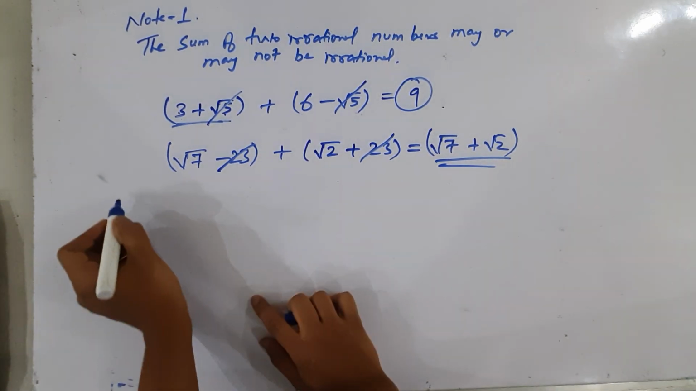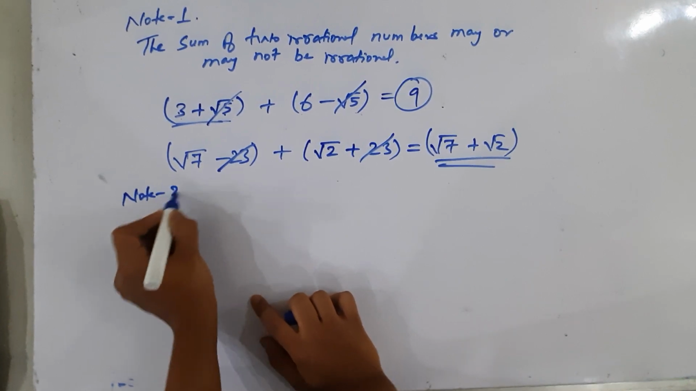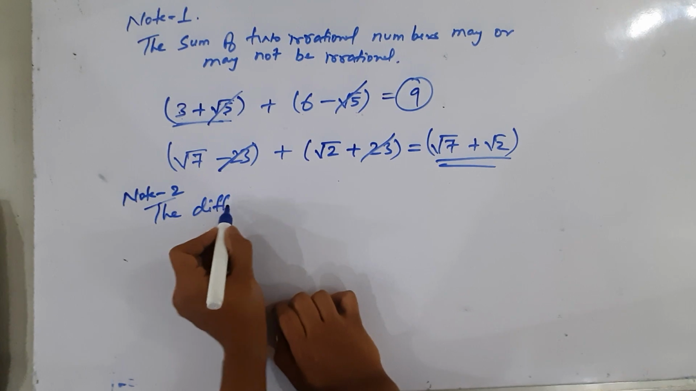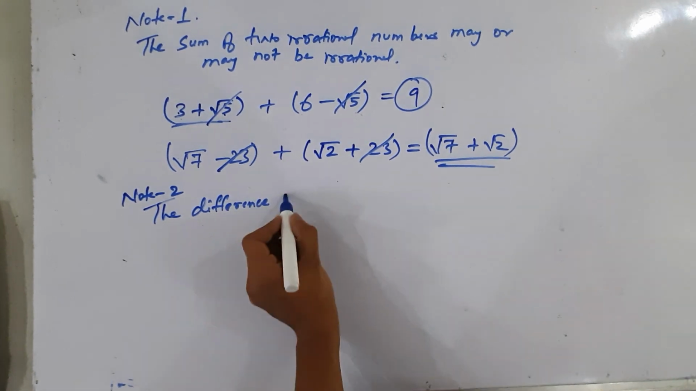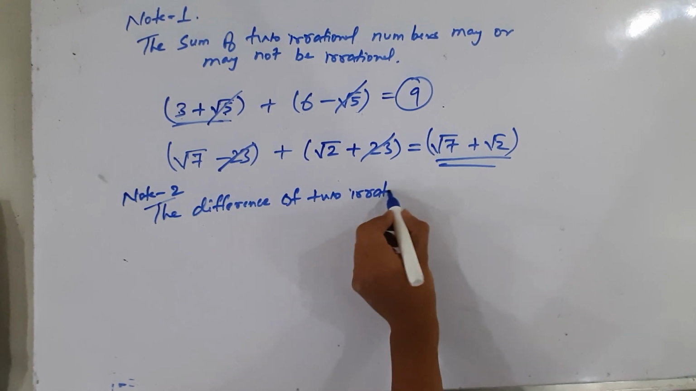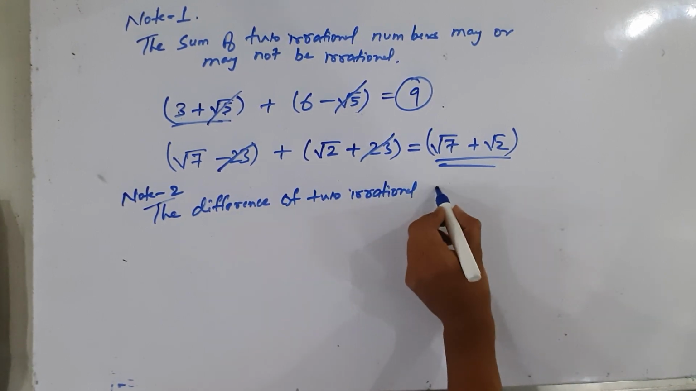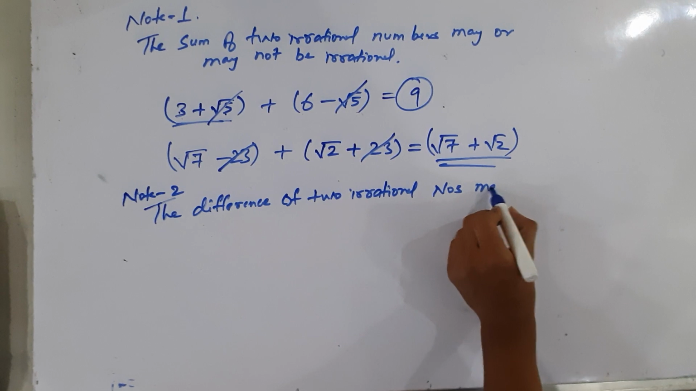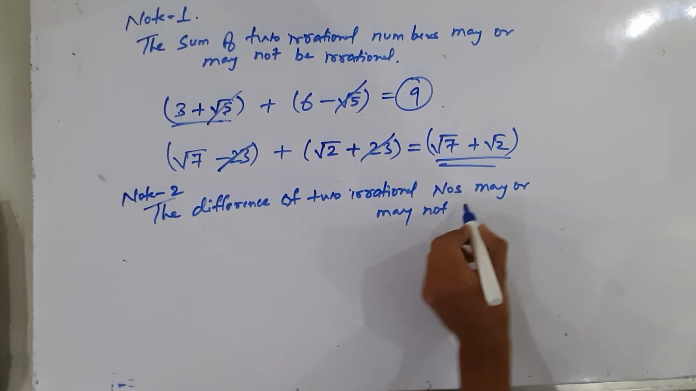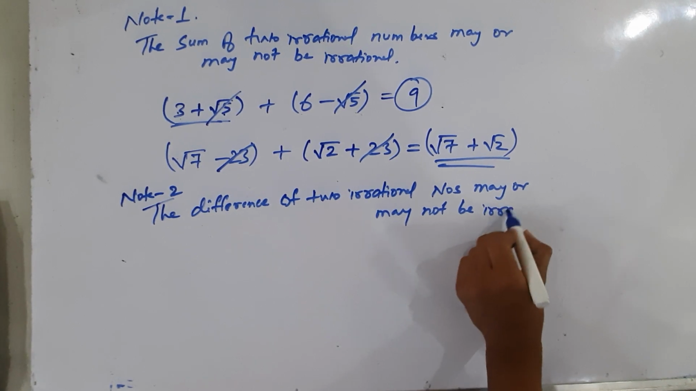Now the second note is the difference of two irrational numbers may or may not be irrational.